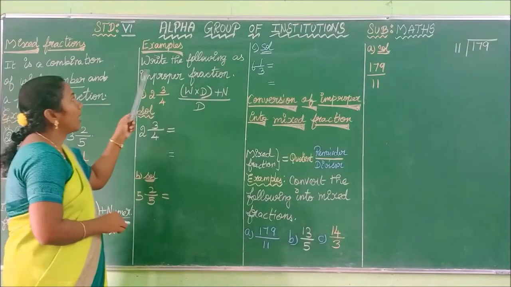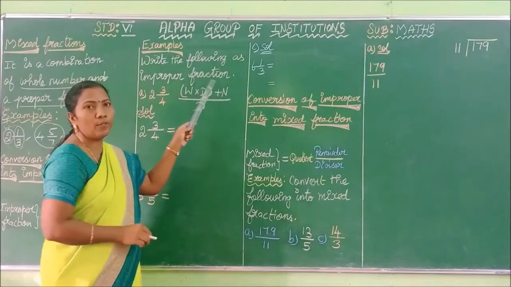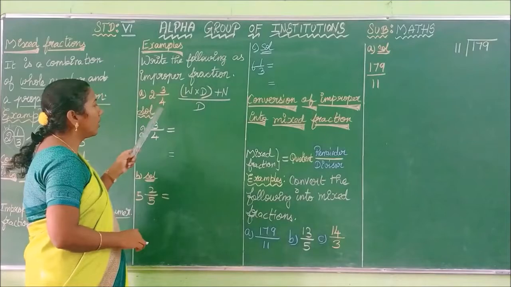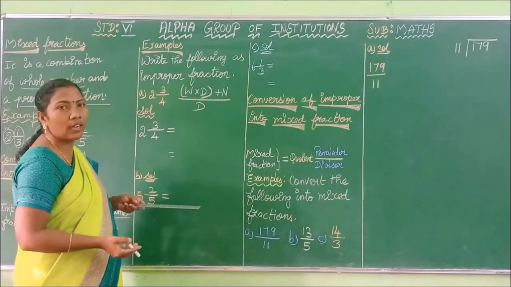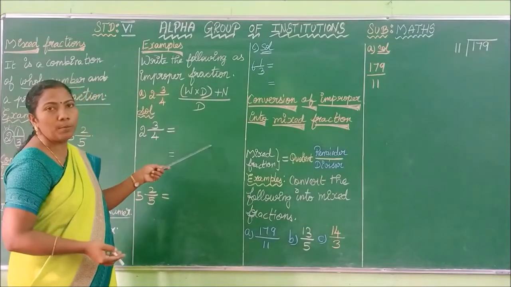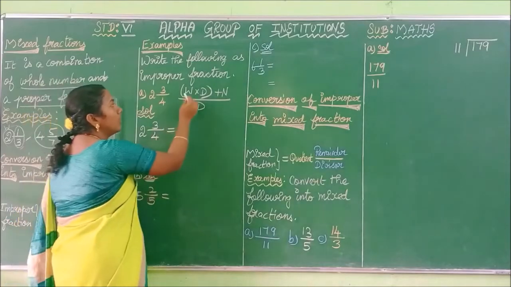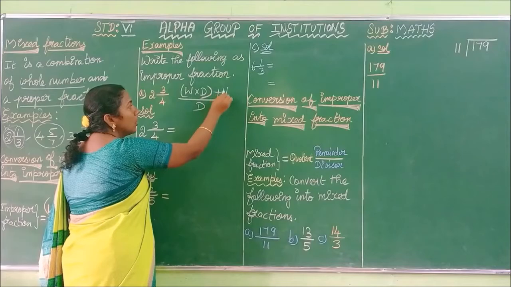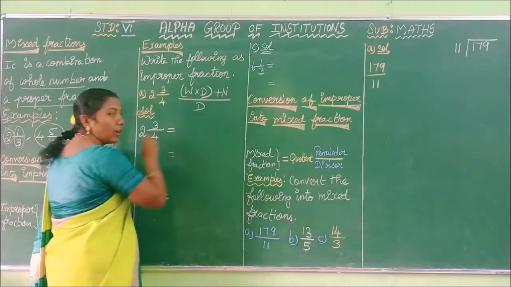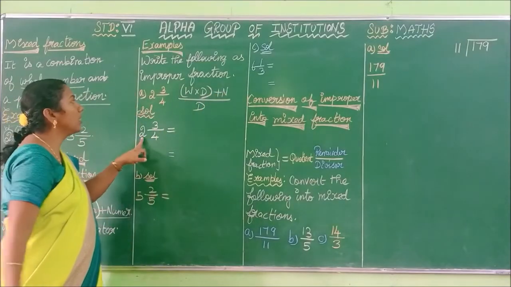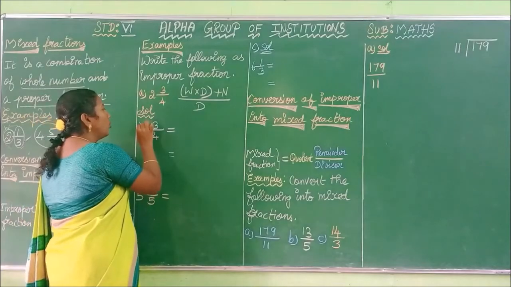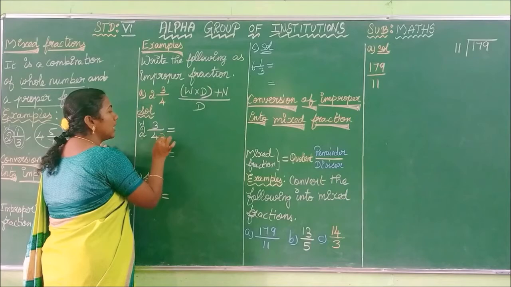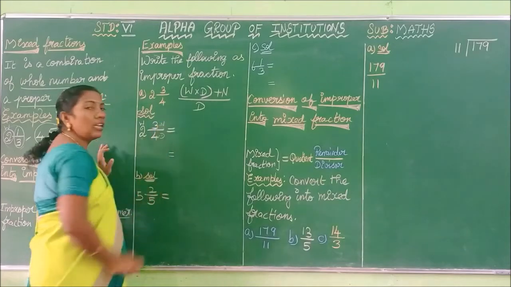See here. Write the following as improper fraction. No need to write the formula. Okay. Just see the sum, how we are converting the mixed into improper. See here. How can we convert? By multiplying the whole part into denominator plus numerator, whole divided by denominator. See here. Which is the whole part here? The 2 is the whole part here. And which is the denominator? 4 is the denominator. And 3 is the numerator.